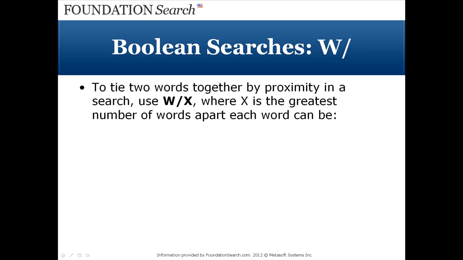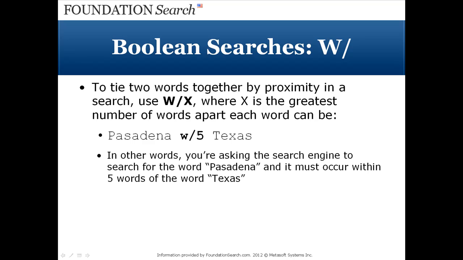To tie two words together by proximity in a search, use WX, where X is the greatest number of words apart each word can be. Pasadena, W5, Texas. In other words, you're asking the search engine to search for the word Pasadena, and it must occur within 5 words of the word Texas.